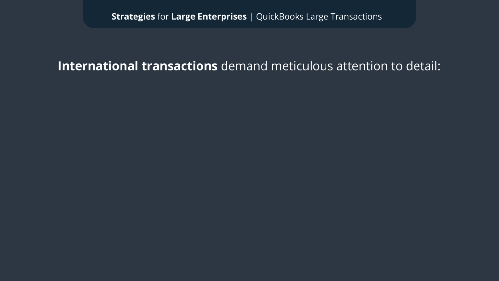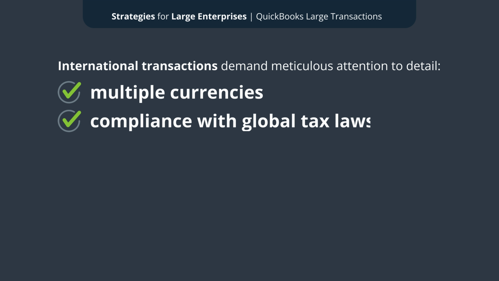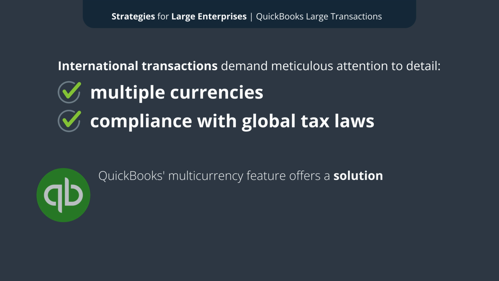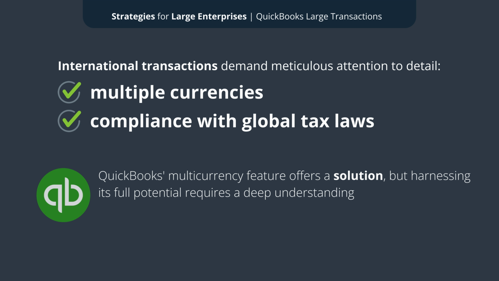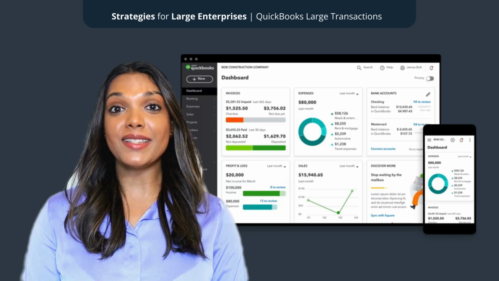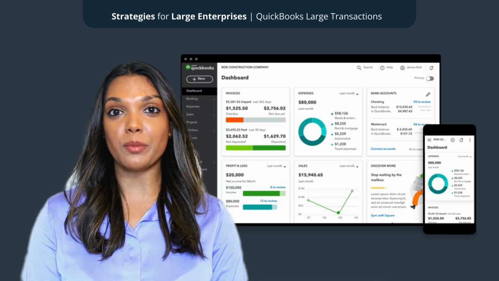International transfers demand meticulous attention to detail, especially concerning multiple currencies and compliance with global tax laws. QuickBooks' multi-currency feature offers a solution, but harnessing its full potential requires a deep understanding of its functionalities and proper utilization for compliance.